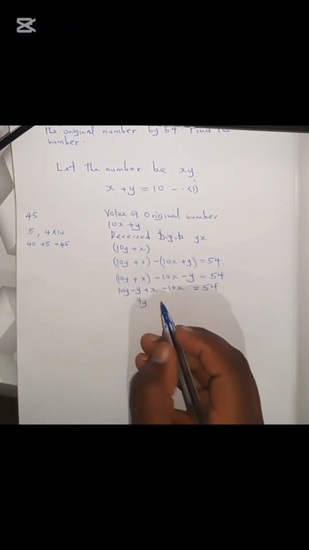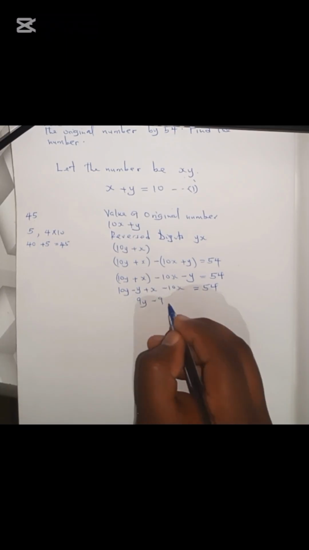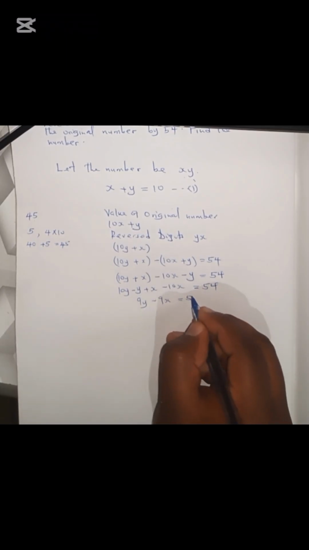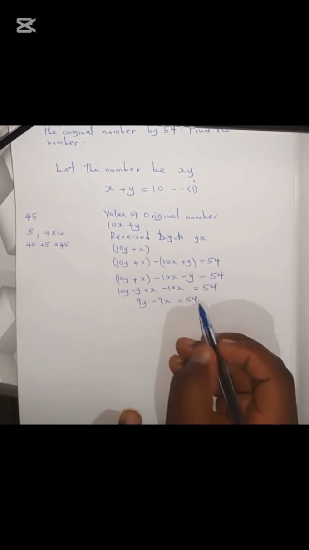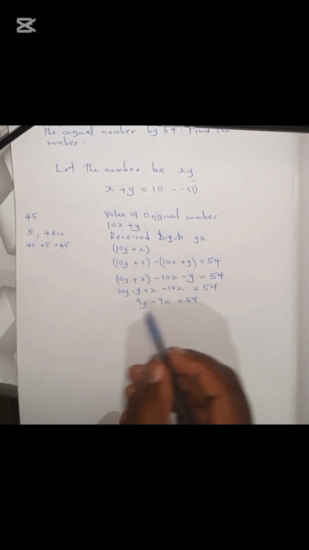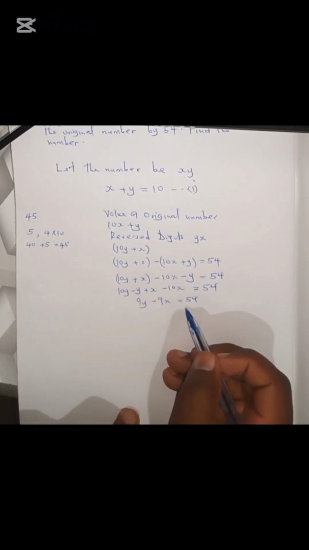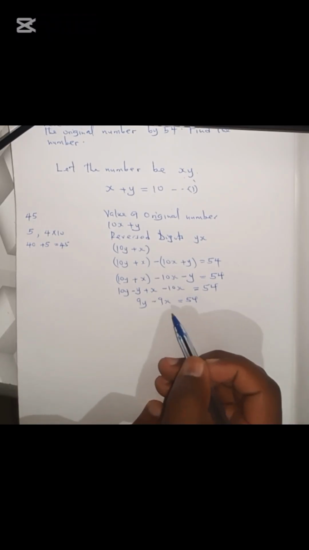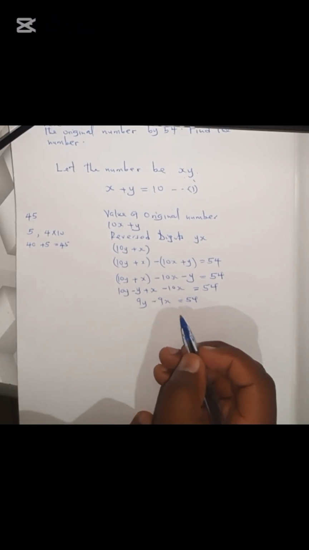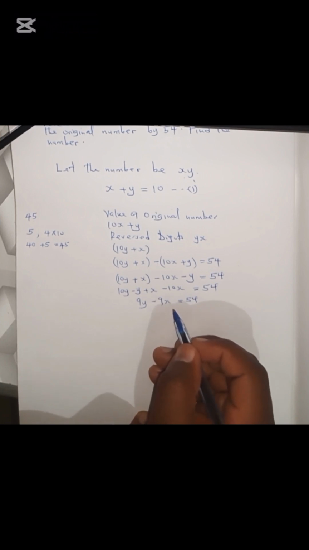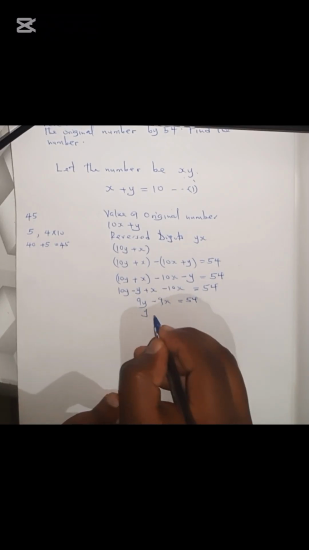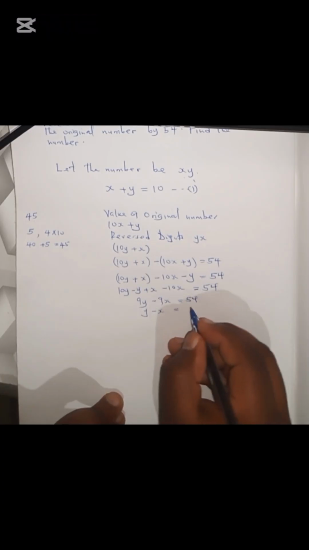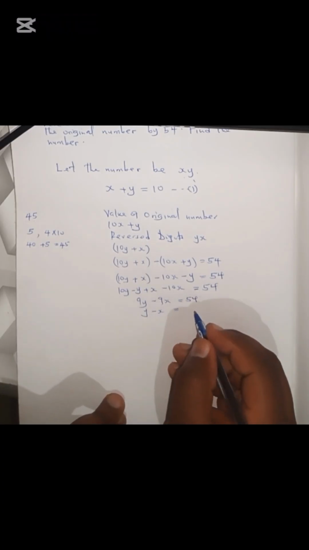X minus 10x, we are going to have negative 9x. This one should give us 54. So we have 9 here, we have 9 here, and we are having 54 here. If we check this number here, the number 54 can be divided by 9, or we say that 54 is divisible by 9. So we can simplify this equation so that you have y minus x equal to 54 divided by 9, we are going to have 6.